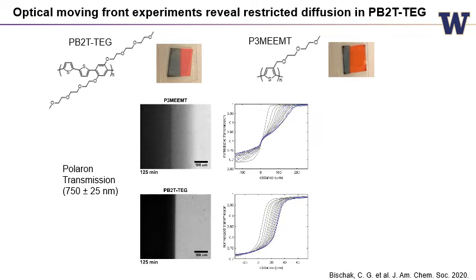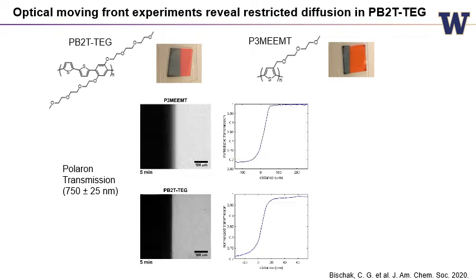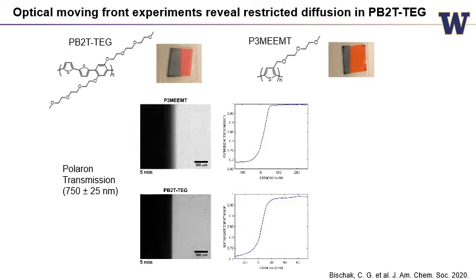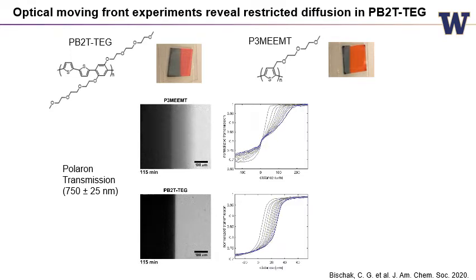If we look at PB2TTEG, on the other hand, what we see was really surprising to us. Instead of this blurring out of the interface, what we saw is that the interface remains sharp as it propagates. Here you can compare, these are just line cuts of the two results, and you can see that they behave very differently.